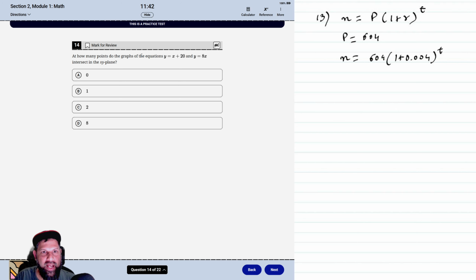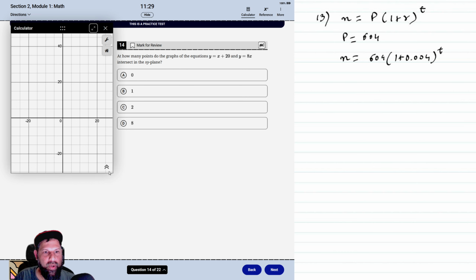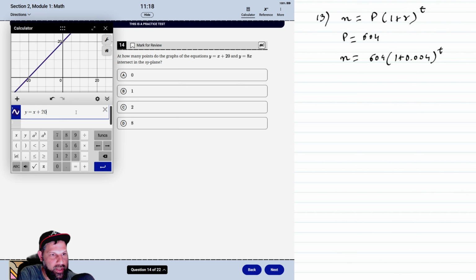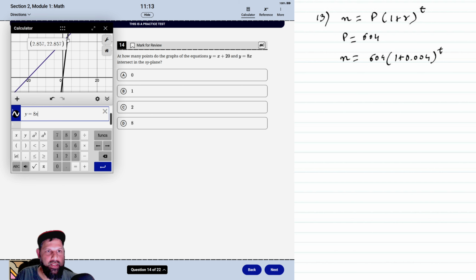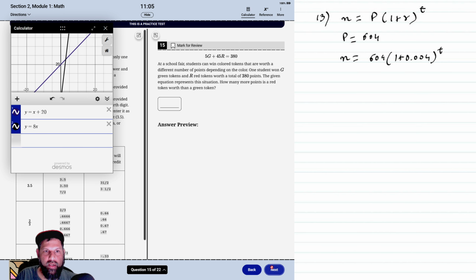At how many points do the graphs of the equation y equals x plus 20 and y equals 8x intersect on the xy plane? They'll intersect at one single point because they don't have the same slope. Neither are they the same equation, but it doesn't hurt to put it in there. So y equals x plus 20, and then we have y equals 8x. Okay, and as you can see, the graph in purple and black only intersect at one single point. So the answer is 1.